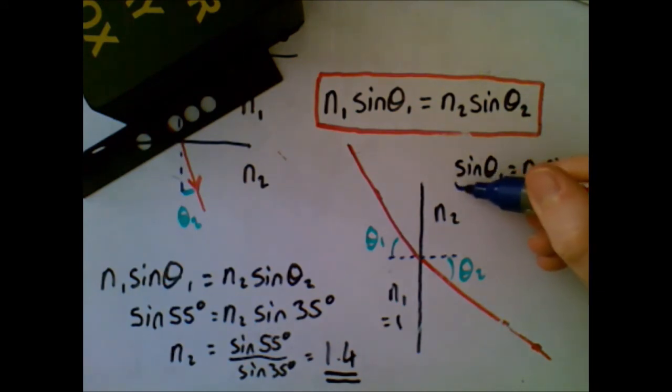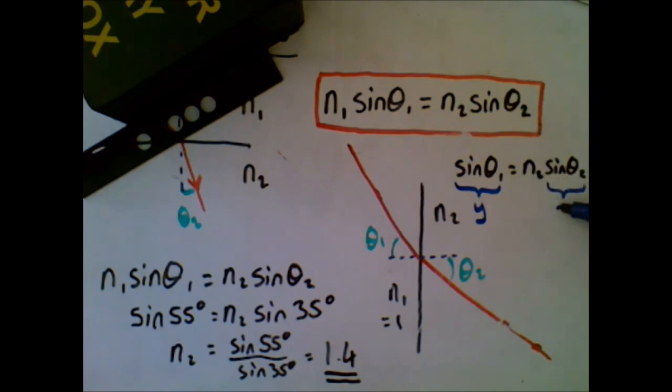Because if you plot a graph where sine θ1 is y and sine θ2 is x, that would mean that your gradient would then be n2. And it's y equals mx. There would be no intercept. So you should get a straight line through the origin with a gradient of the refractive index.